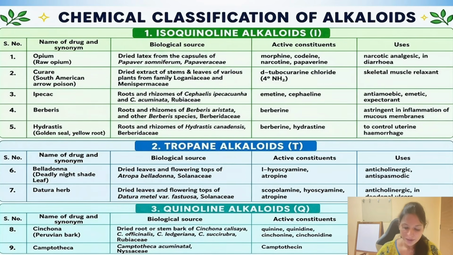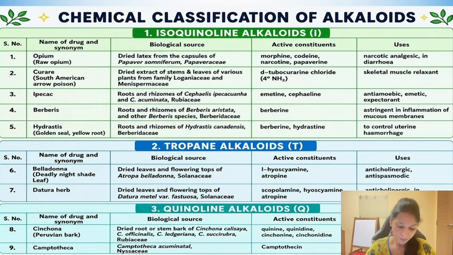So, in the chemical classification of alkaloids, as we have seen in the chemical classification of glycosides, here also I have given you a memory hack on how to remember them. The first one is isoquinoline alkaloids. Before going to the memory hack, first we'll see the examples generally included under isoquinoline alkaloids. Opium is the first example.